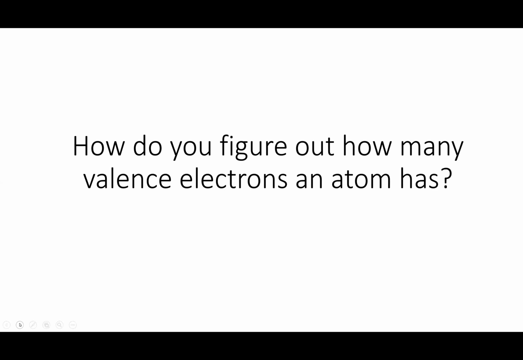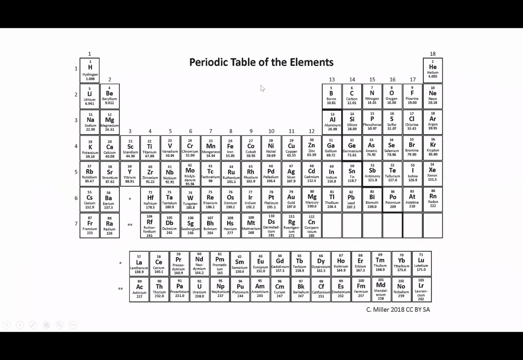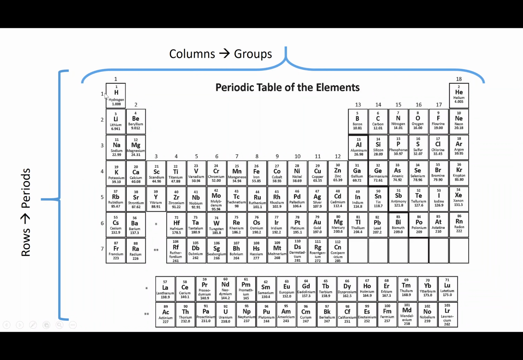From the reading, you should have learned that the rows, as they go across, are referred to as periods, and they tell you how many shells an atom has around it. Hydrogen and helium, being in the first row, the first period, have one shell around them. And remember that first shell can only hold 2 electrons.